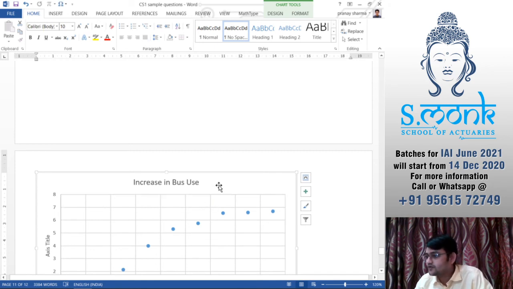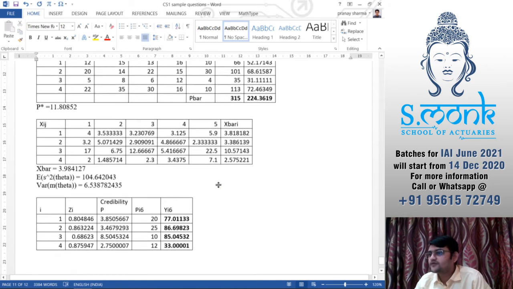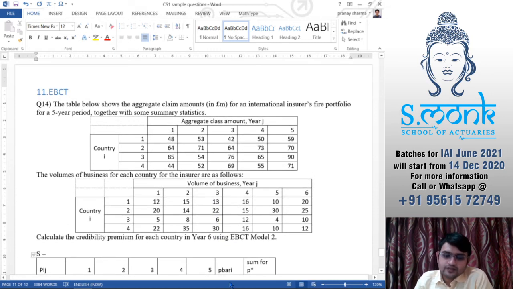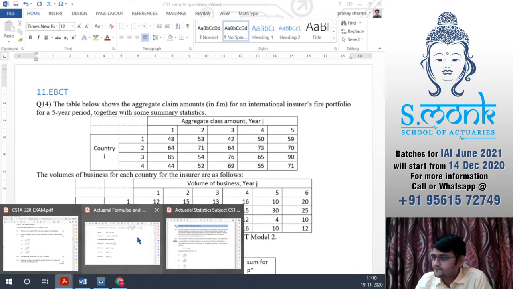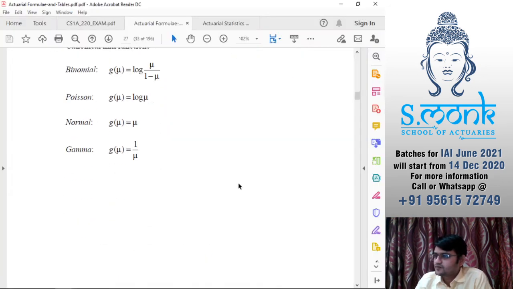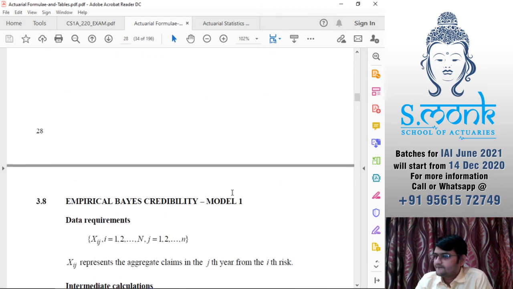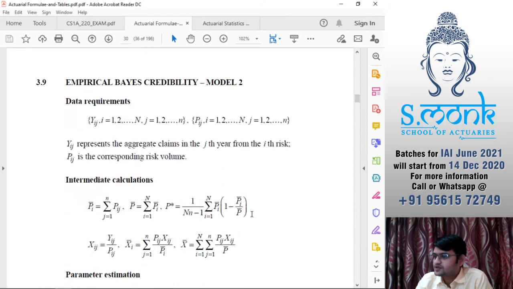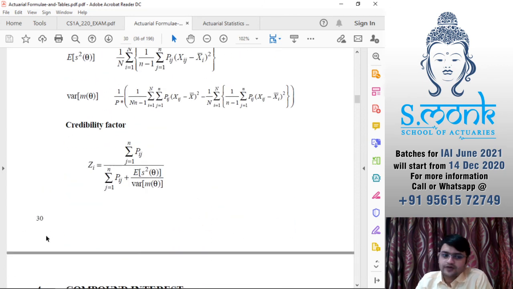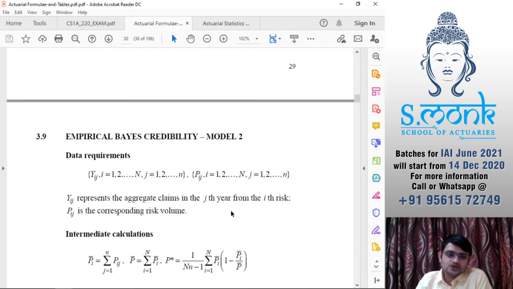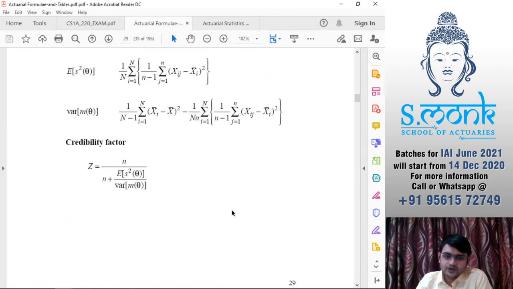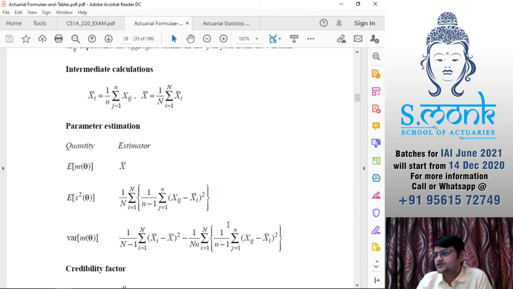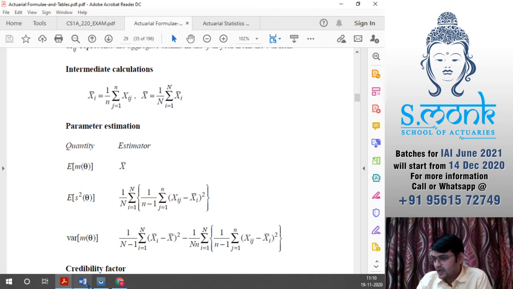For EBCT, I have not made any formulas, just because all you have to do is see your formula table book, page number 29 and page number 30. You have everything here and there is not much to explain, right? For EBCT, you just have to use these formulas. You do not need to write the formulas, just use these formulas and make the table.